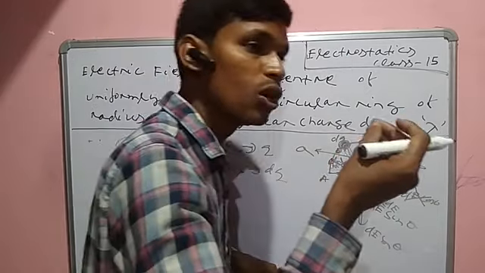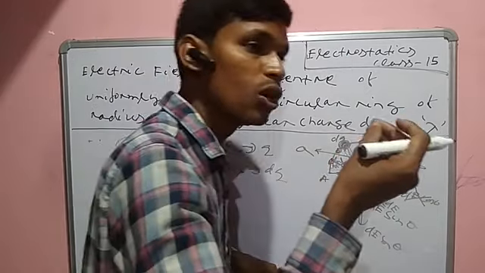Then what will happen? A number of horizontal components are created. Horizontal components mean dE cos theta. Suppose this is the line, the two parts are the right side part and the left side part. Every small element on the right side creates a horizontal component in this direction, dE cos theta. At the left side, a small element has a small electric field dE, having two components, horizontal and vertical.